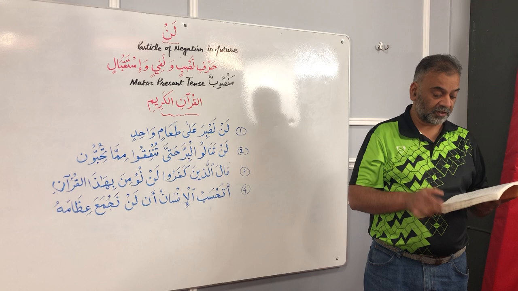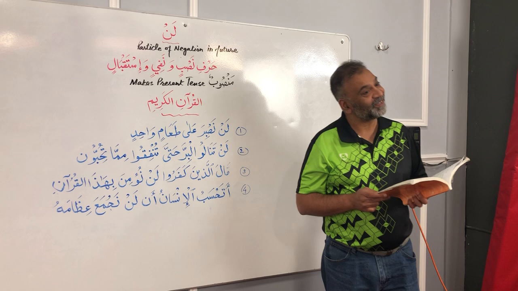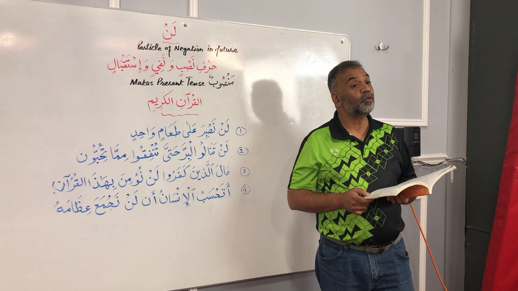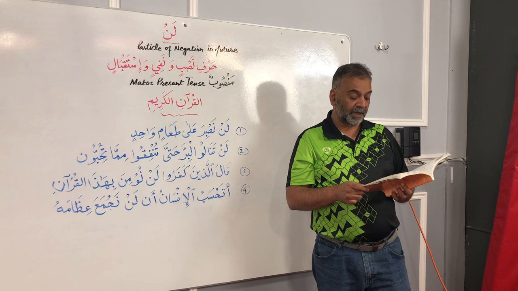Amro said, Ashkuruka. Shakara, Yashkuru, Tashkuru, Ashkuru, Nashkuru. Ashkuru, I thank, whom? Ka, mafulun bihi. Ashkuruka, I thank you, ya Ayubu, O Ayub. Jazakallahu khairan, may Allah reward you magnificently.